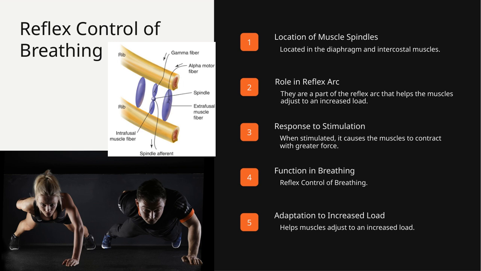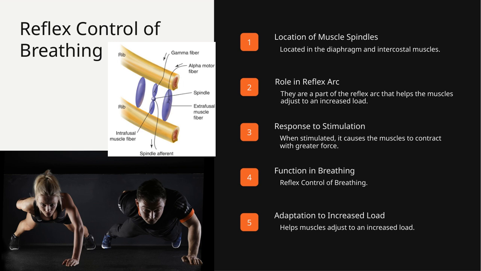When our muscles, particularly those involved in breathing like the diaphragm and intercostal muscles, face a greater demand, say during exercise, they need to adjust quickly to handle the extra workload. This adaptation involves reflexes that trigger muscle responses. When these muscles are stimulated, they contract with greater force, which helps us meet the increased oxygen demand and remove carbon dioxide more effectively. Now, these muscles are part of a reflex arc, a neural pathway that links the stimulus to the response, making the process automatic and rapid.